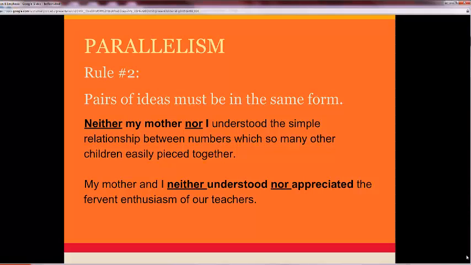Parallel elements give emphasis to those elements and to their relationship, creating a cohesive quality to a sentence. For more information on parallelism, see Easy Writer section 17.